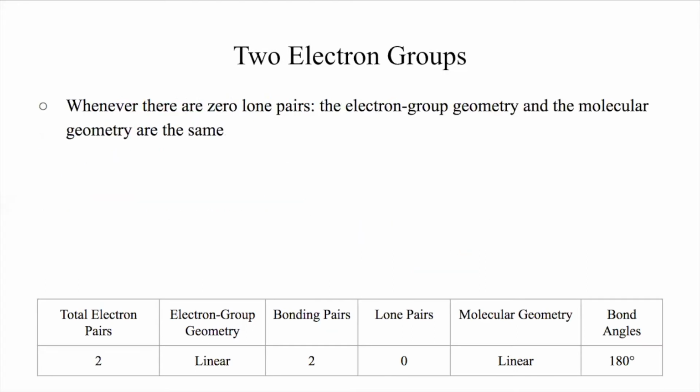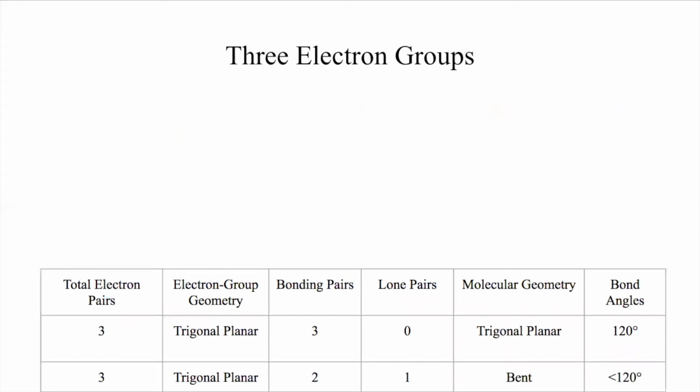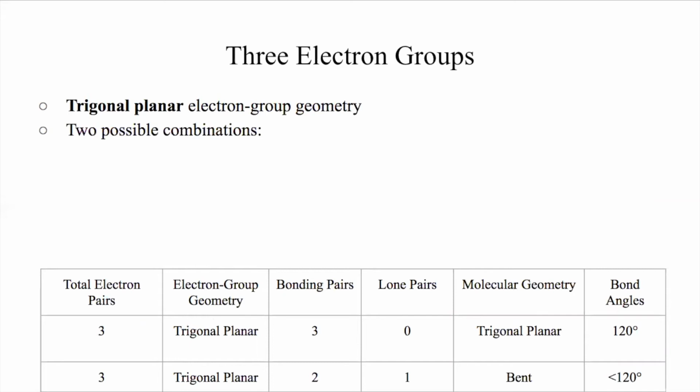Note that whenever there are 0 lone pairs, the electron group geometry and the molecular geometry are the same. Also note that the bond angle for a linear molecular geometry is 180 degrees. There are 180 degrees between the 2 side atoms. Next, we'll move on to molecules with 3 electron groups. All molecules with this number of electron groups have a trigonal planar electron group geometry. There are 2 possible combinations for these molecules.